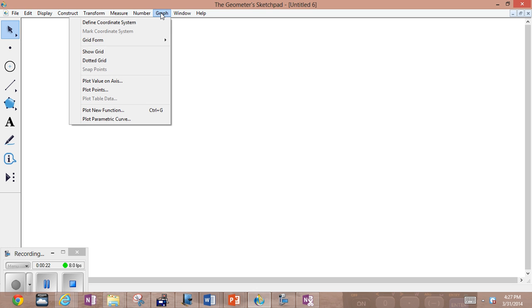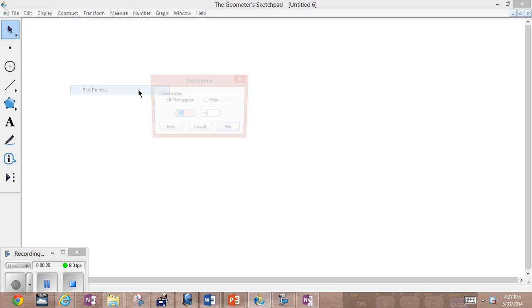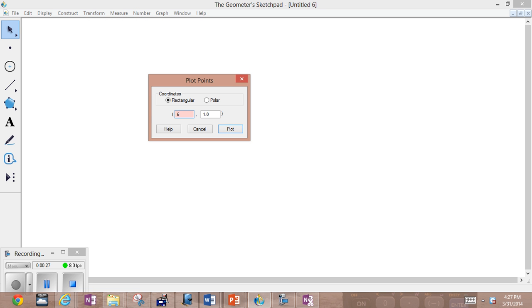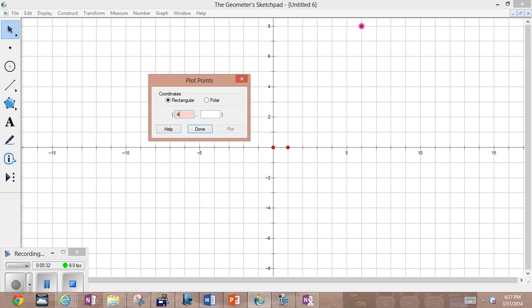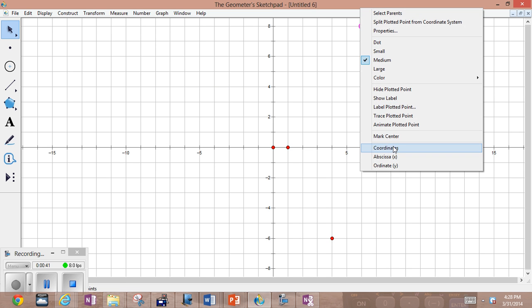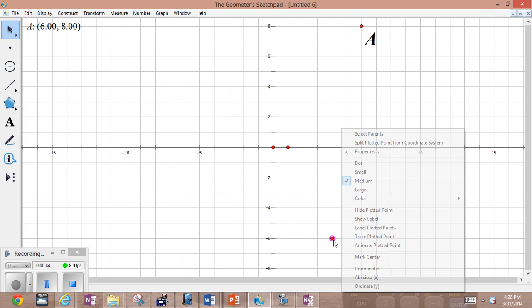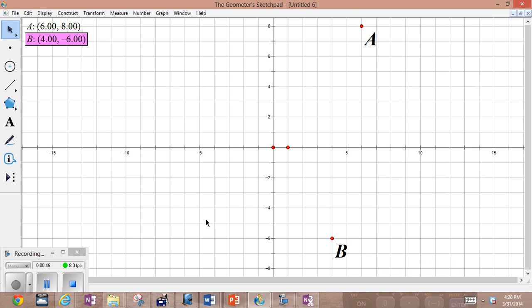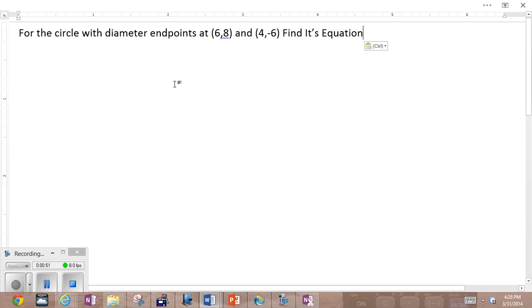I'm going to graph those points. 6, 8, and 4, -6. And as they are plotted, let me just throw up their coordinates so we can have those available. And what I'm after, as it says in the condition over here, is that they are the diameter endpoints. So I want to find the equation of the circle.